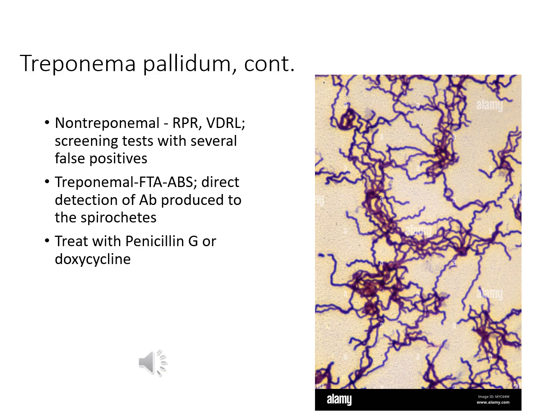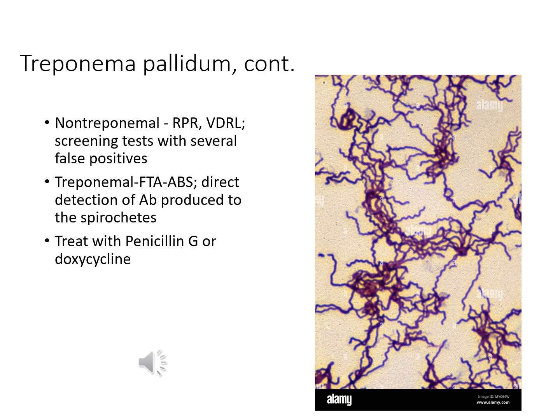Okay, so a non-treponemal test is an RPR or a VDRL. Hopefully this is a review. So this is a screening test, and there are several items that will cross-react with conditions like lupus or pregnancy. So you can get false positives on this.